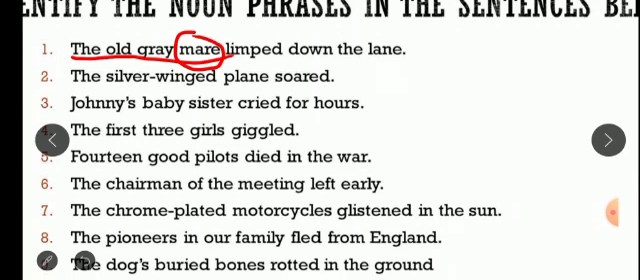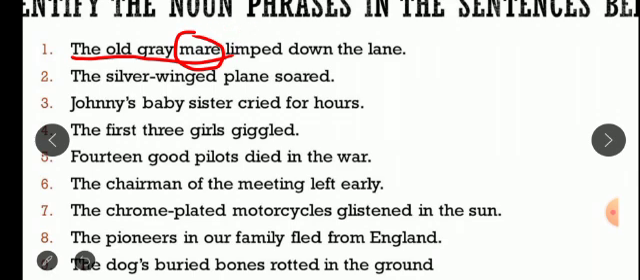So in the first one, the old grey mare is the noun phrase, and mare is the noun. We can't underline limped, because suppose I underline the word limped also, the phrase will be like "the old grey mare limped." If the verb is also included with the noun, it is not a phrase, because there's a subject. So you don't underline the word limped, the verb.